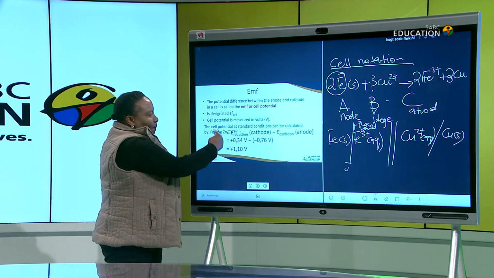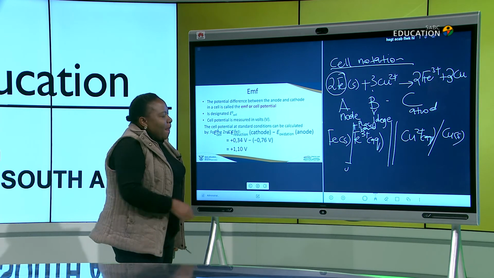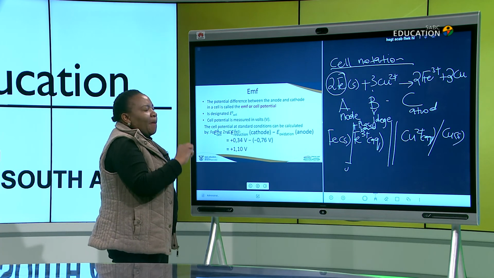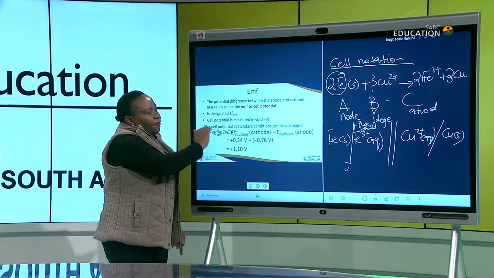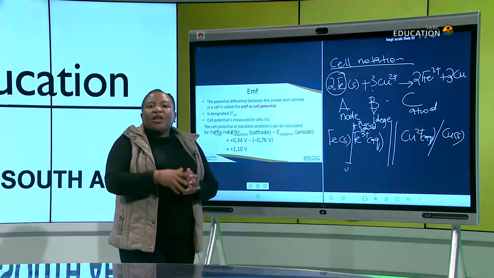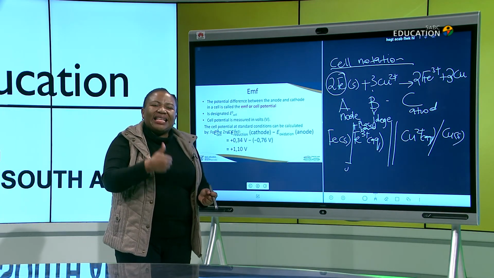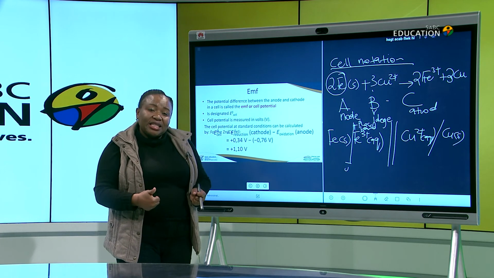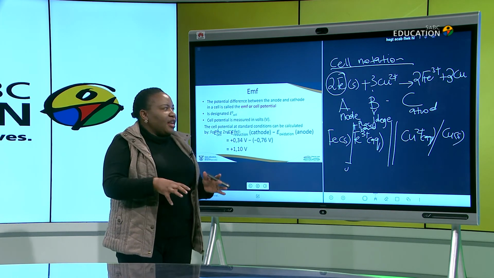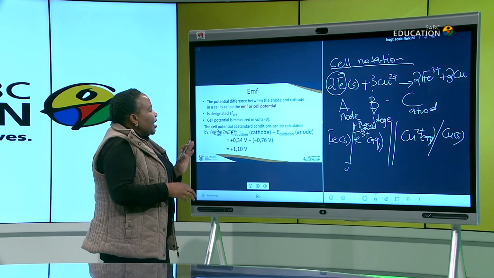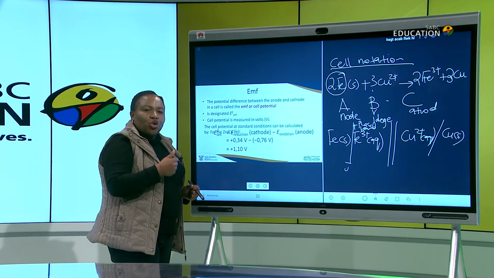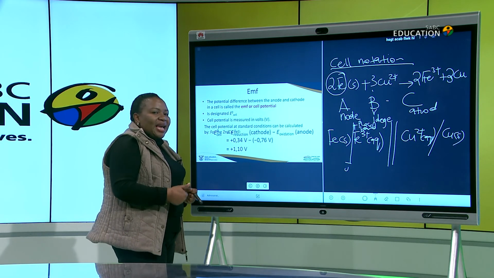So this is an example of the zinc copper cell, whereby we have zinc and copper. We know that zinc undergoes oxidation and copper undergoes reduction. The formula to calculate the EMF is provided to you on your data sheet. So you copy it exactly as it appears on the data sheet, without leaving anything out. Then the formula is going to be E cell is equal to E reduction minus E oxidation, or E cathode minus E anode.